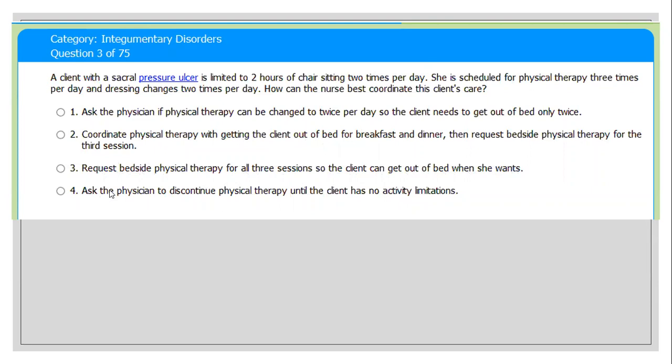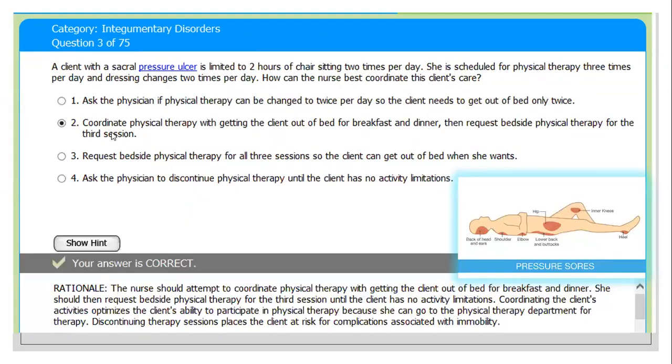And also ask the physician to discontinue the physical therapy until the client has no activity limitations, right? So the correct answer says: coordinate the physical therapy with getting the client out of bed for breakfast and dinner, then request bedside physical therapy for the third session.